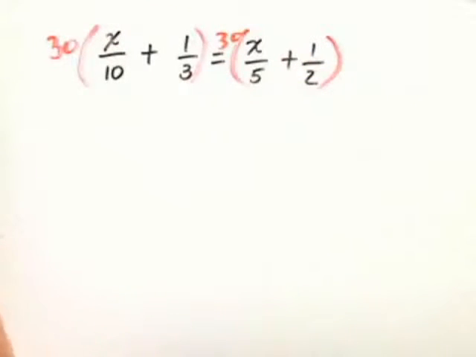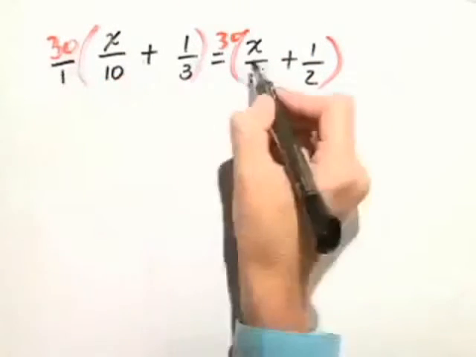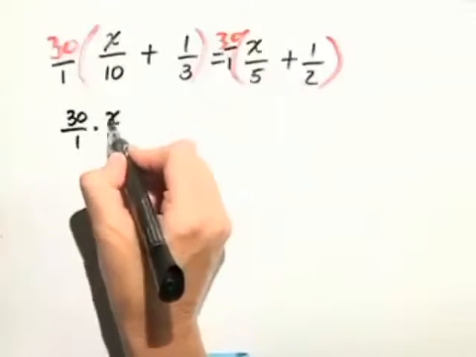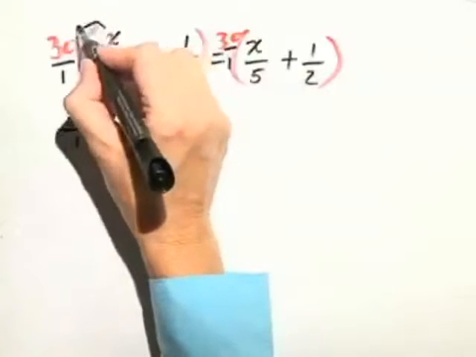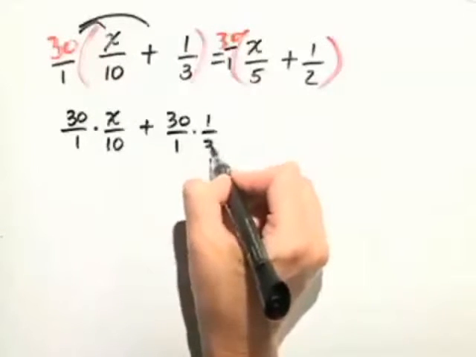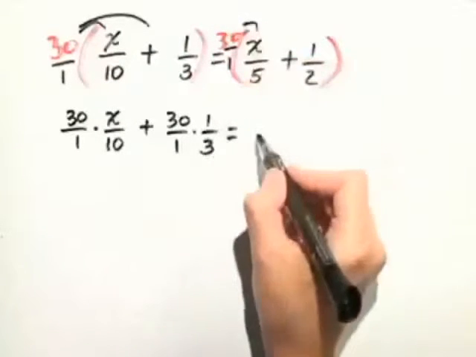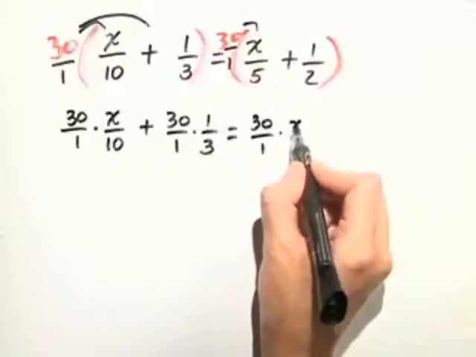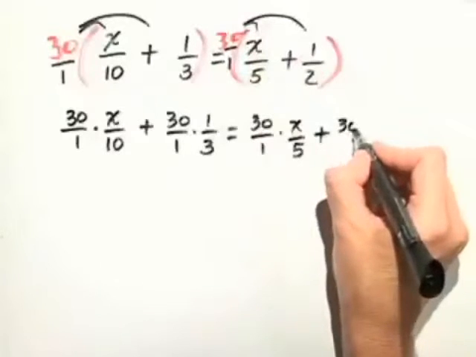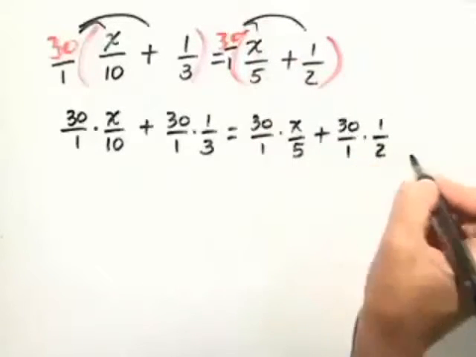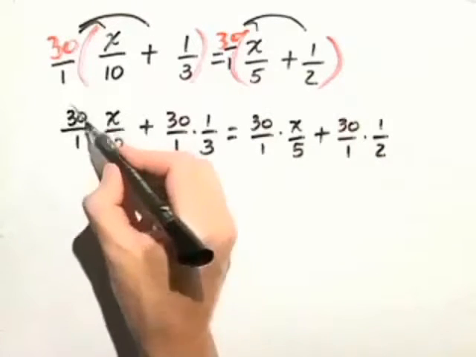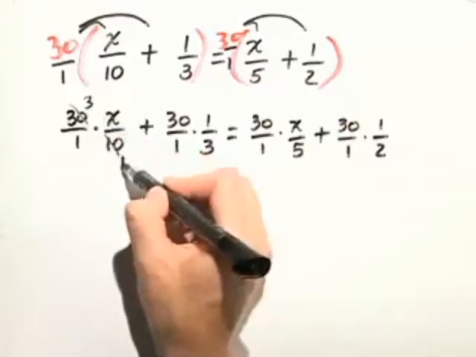And when we do that, I'll write the 30 as 30 over 1. So we have 30 over 1 times x over 10 when we distribute, plus 30 over 1 times 1/3 equals, we have 30 over 1 times x over 5, plus, distribute one more time, 30 over 1 times 1/2. Now let's simplify. The 30 and the 10 are both divisible by 10, so that simplifies to 3 and 1.